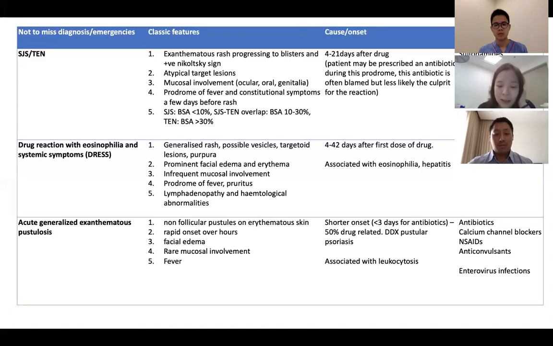So it really has a very varied presentation. Sometimes the rash is not even very obvious itself, but this is why you have to look very closely for any erythema on the patient's body.